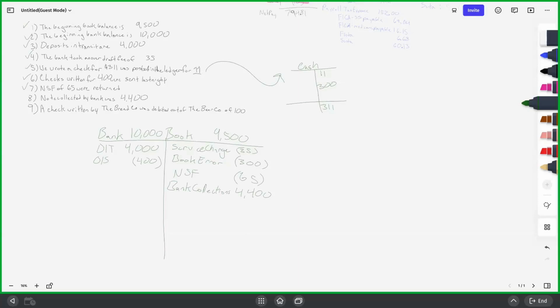All right. And last but not least, a check written by the bread company was debited out of the bear company of $100. So, bank error. Nobody knows what happened to this. Basically, the bank took out money without us technically taking money out. So, is that adding or subtracting to the balance? We take it out, so then we add it back. We do add it back.